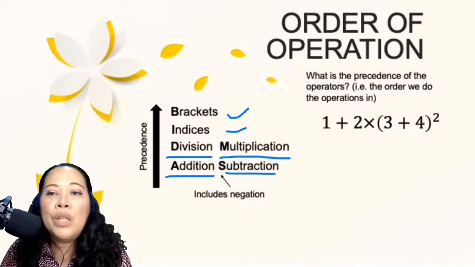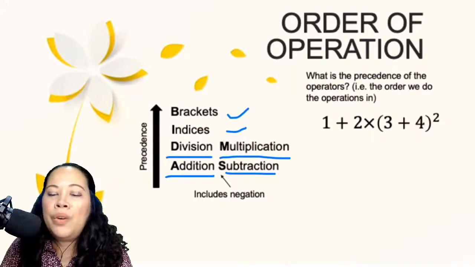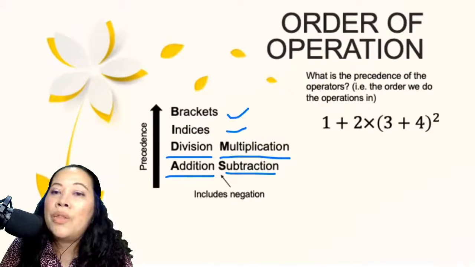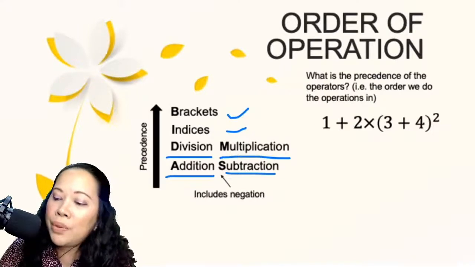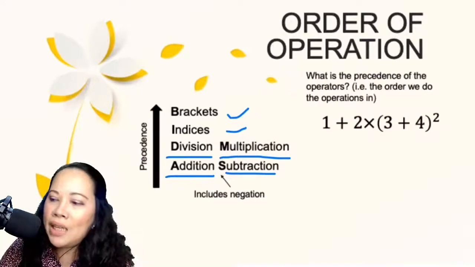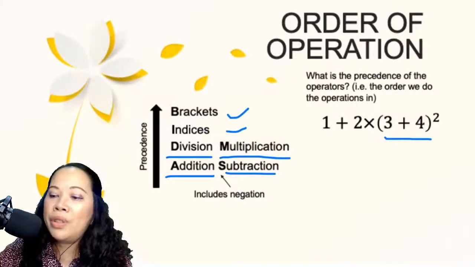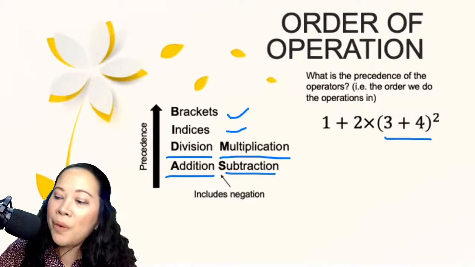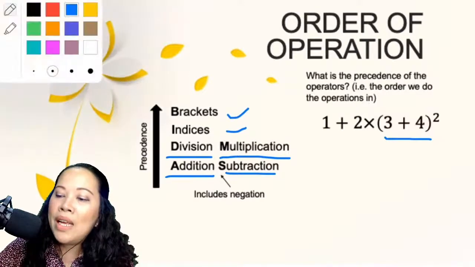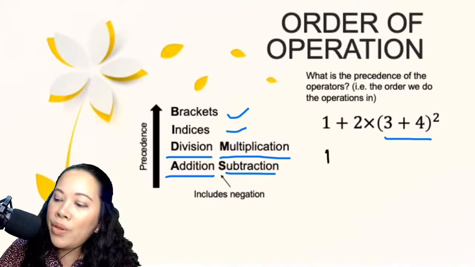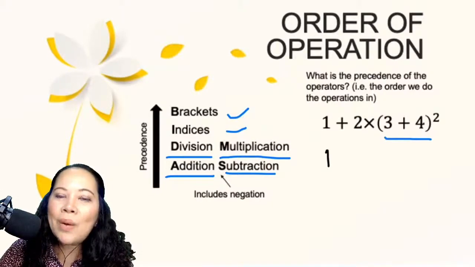So what do we do first? What's the first one that we have to do? According to the precedence, it's the bracket first. Whatever is inside your bracket, that is the one that you have to do first. So 3 plus 4 is inside the bracket. That means that we have to add first before the indices or the power.